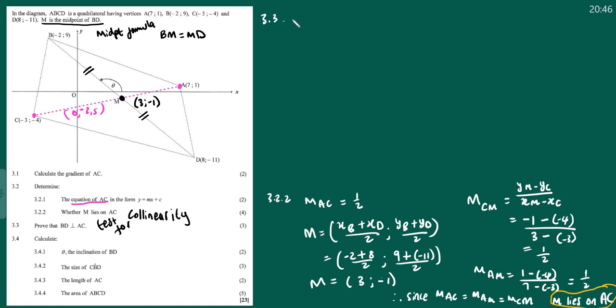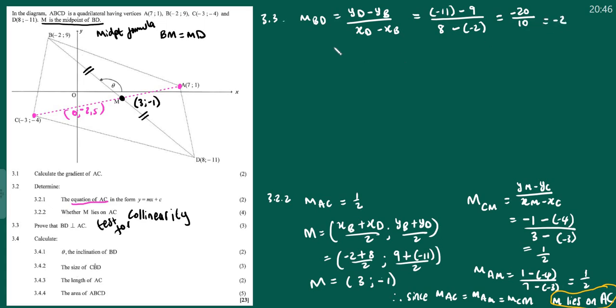That is nice because we already calculated the gradient of BD. Did we? Oh, we didn't. So the gradient of BD is going to be y of D minus y of B all over x of D minus x of B, which means negative 11 minus 9, over 8 minus negative 2. So that is negative 20 over 10, so the answer is negative 2.